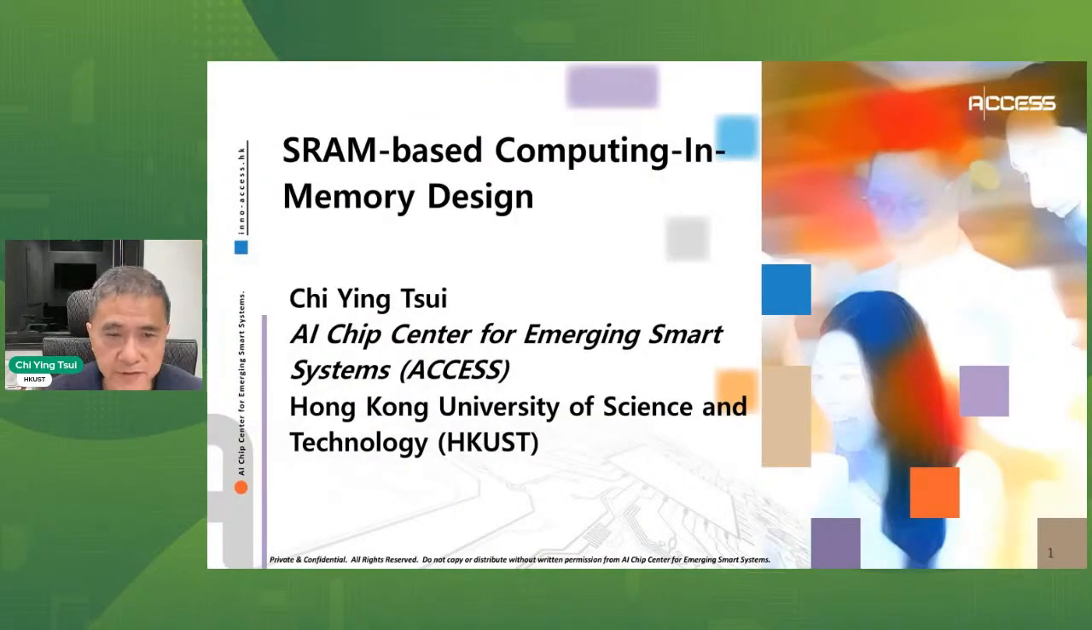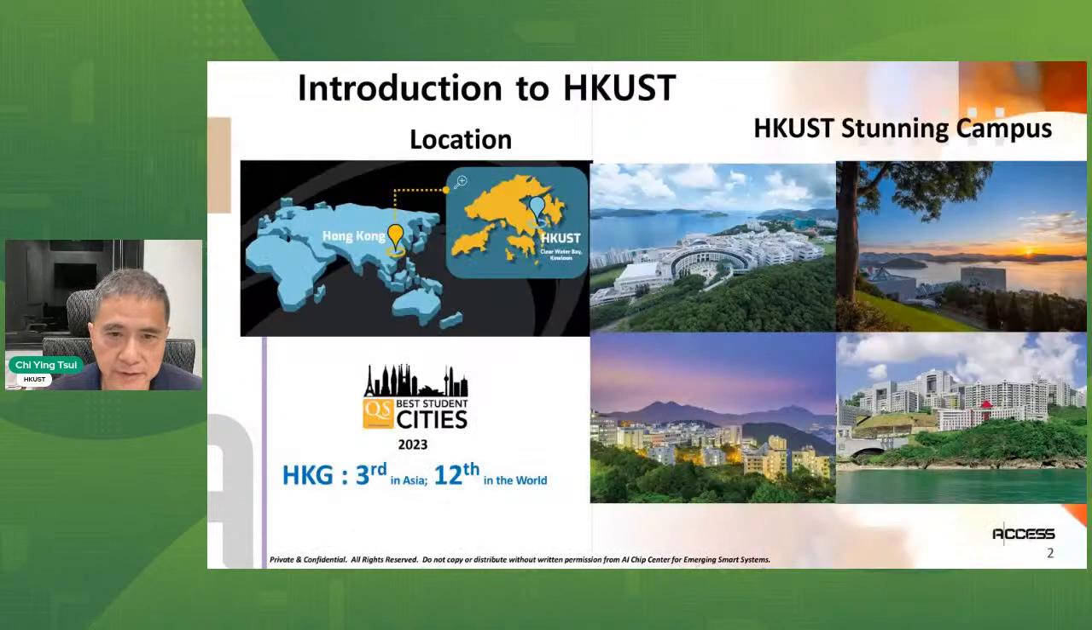Today I'm going to talk about some of our works related to computing in memory design, particularly using SRAM. Before that, I want to take a few minutes to give you an introduction about HKUST, if some of you may not know much about us. We are located in Hong Kong, which is centered in Asia, and also known to be one good city for students. We have 8 universities in a very small city, about 7 million population, so it's different from the normal impression of people outside Hong Kong.